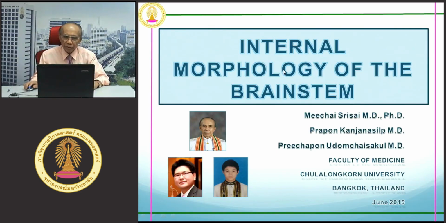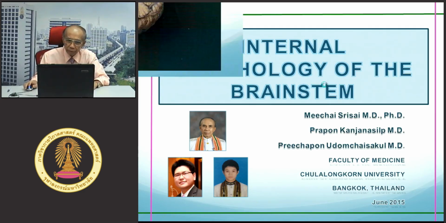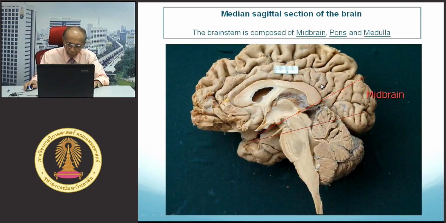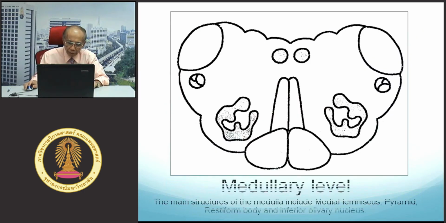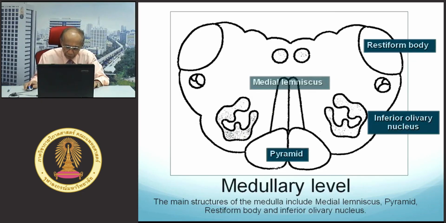Internal morphology of the brainstem. The brainstem is composed of midbrain, pons, and medulla. The main structures of the medulla include the medial lemniscus, pyramid, reticular formation, and inferior olivary nucleus.